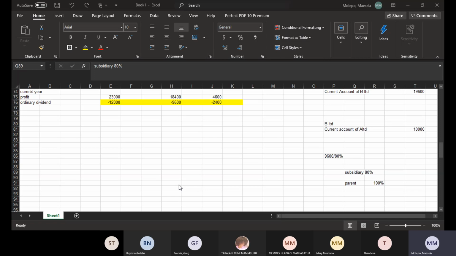And then we eliminate those, it will be the opposite, then they will be gone. Then the one which is remaining out of that 12,000, it will be the 2.4. So the 2.4 will be represented by the non-controlling interest, and then the credit side will be the dividend payable towards the non-controlling interest in the following year.